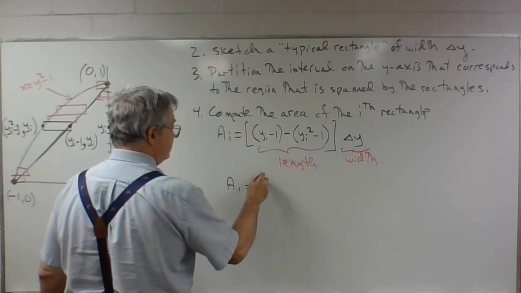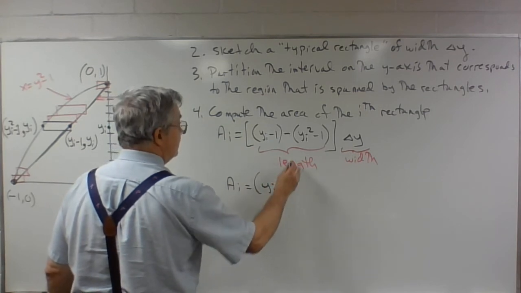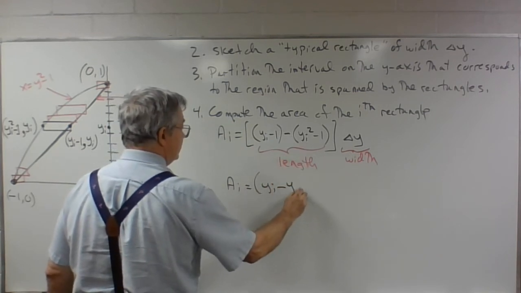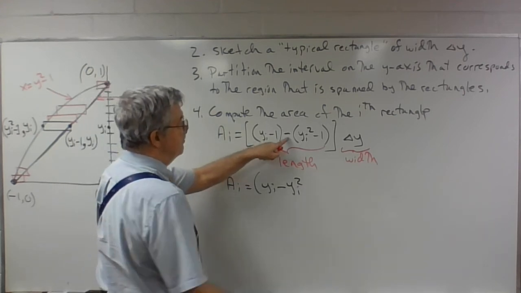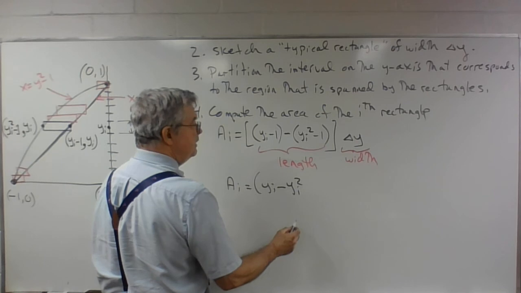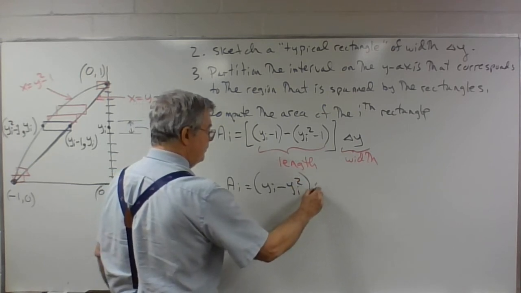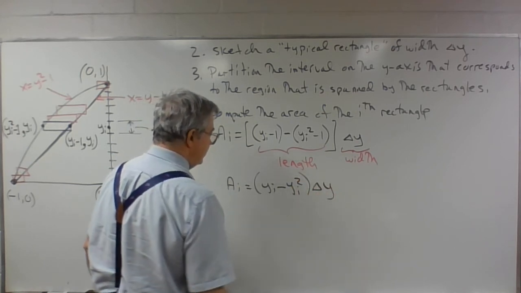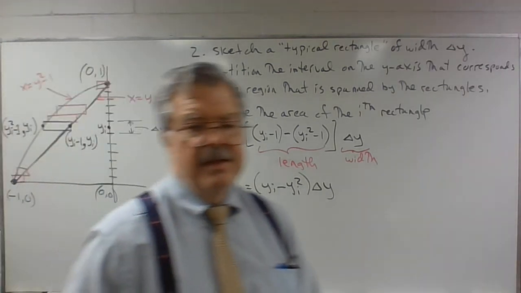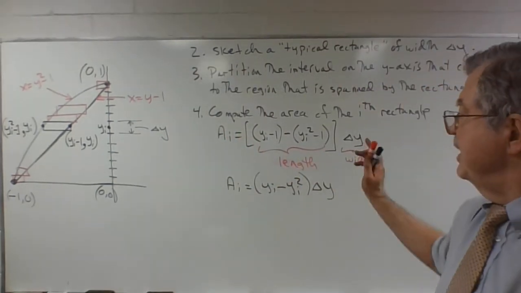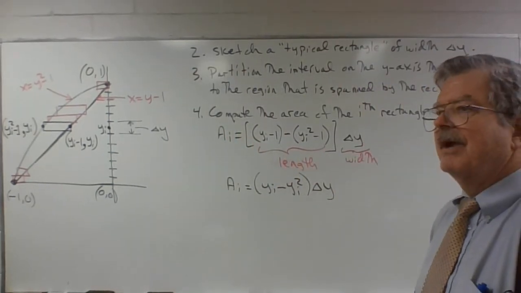y sub i minus y sub i squared, negative 1 minus a negative 1 is 0. Okay. Well, I'll take that. That worked out kind of easy. There's the area of our ith rectangle.